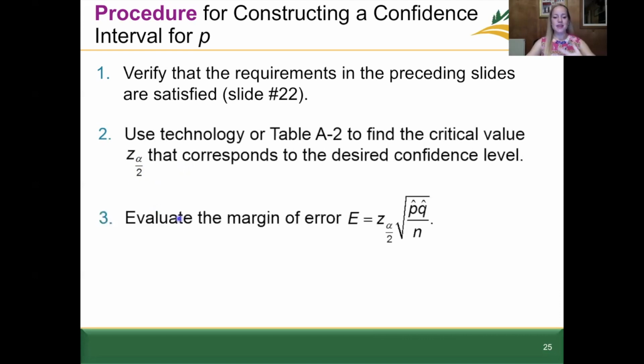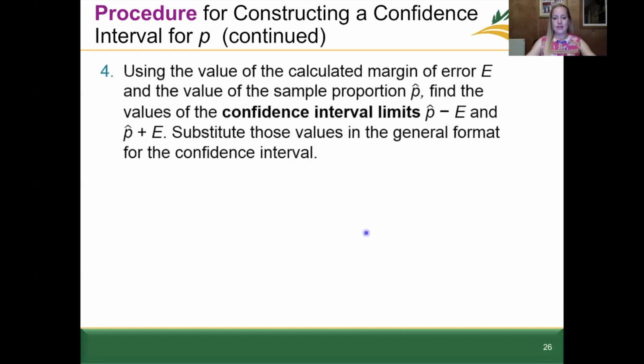Step 3, we need to find capital E, our margin of error, using this equation here. Step 4, once we have our margin of error value and we also know our sample proportion value, p hat, then we need to actually find the confidence interval limits by taking p hat minus our margin of error E and p hat plus E. Once we have p hat minus E and p hat plus E, we can substitute those values in the general format of the confidence interval.